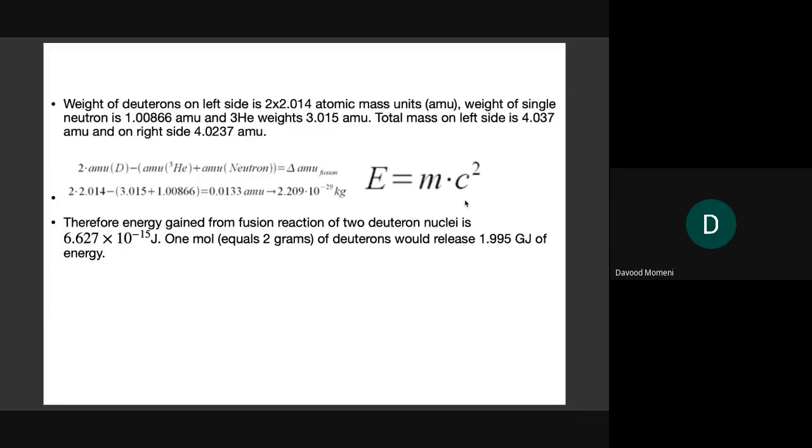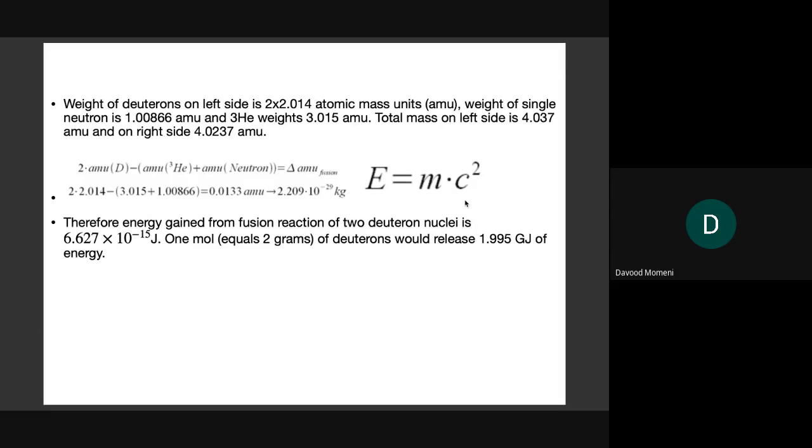Therefore, now you need the Einstein equation. The equivalence between mass and energy gives you that during any process, any change or difference in the mass leads to some amount of energy. So you have a delta m here. If you just substitute delta m along with the speed of light, finally you will get the energy, which is 6.627 times 10 to the power minus 15 joule.